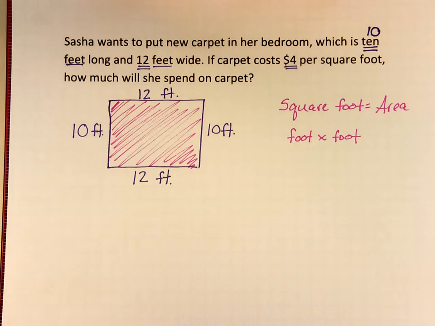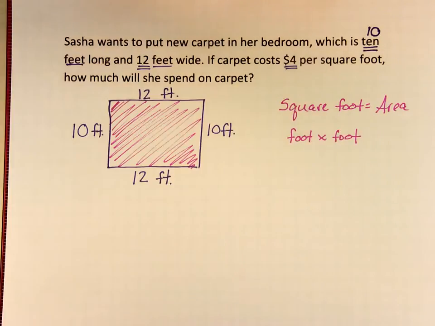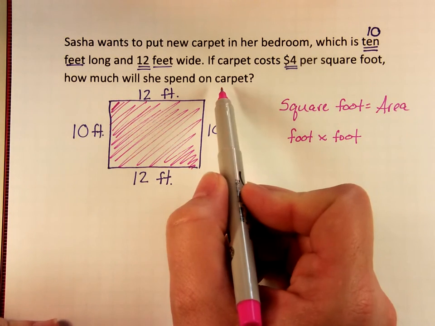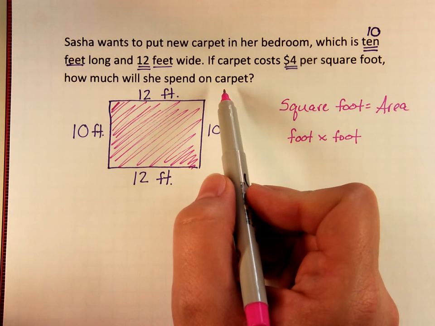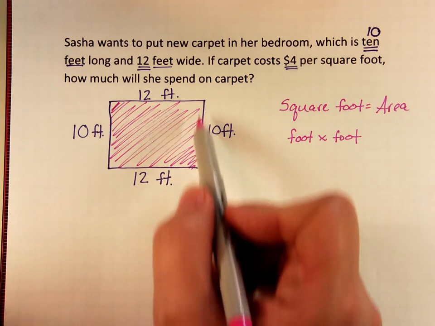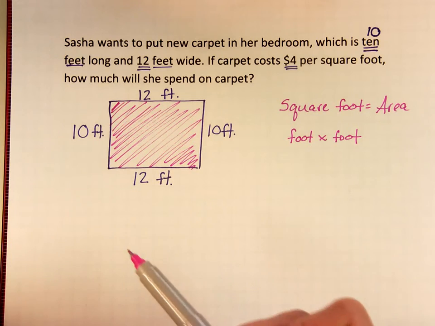Okay, determine what the question is asking you to find. Identify required, extra, or missing information. They're asking us how much will she spend on carpet, and that's going to be an answer in dollar form. I think we have everything that we need. We're going to figure out the area of the room and multiply it by $4 per square foot.